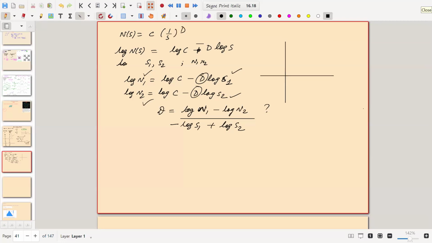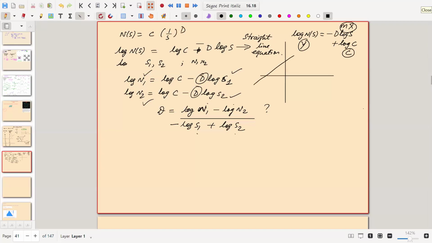If you compute the straight line, it is a straight line equation. You can see this quantity as y2 minus y1 by x2 minus x1. Given 2 points x1 y1, x2 y2, what is the slope? The 2-point formula: y2 minus y1 by x2 minus x1. So from this equation, you can think of a straight line equation. I can write log N of s is equal to minus d log s plus log c, right? So this can be y, this can be mx, this can be c. So y equals mx plus c.